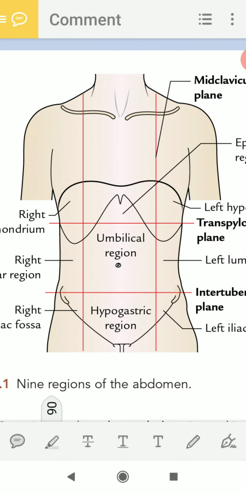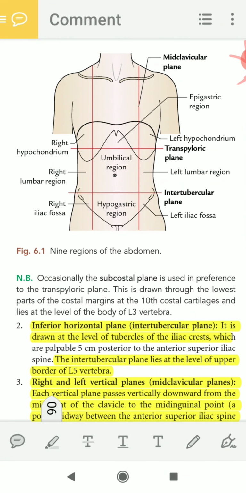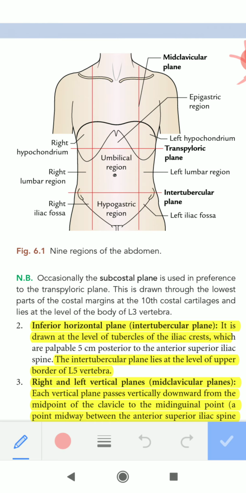So look at that. For clinical purposes, the region of the abdomen is divided into 9 parts or 9 regions by the help of 4 lines. You can see the 4 lines: 1, 2, 3, 4. By drawing these 4 imaginary lines, the abdominal region is divided into 9 small regions. So what are the lines and what are the regions? We have to know. There are 2 vertical lines and 2 transverse lines.